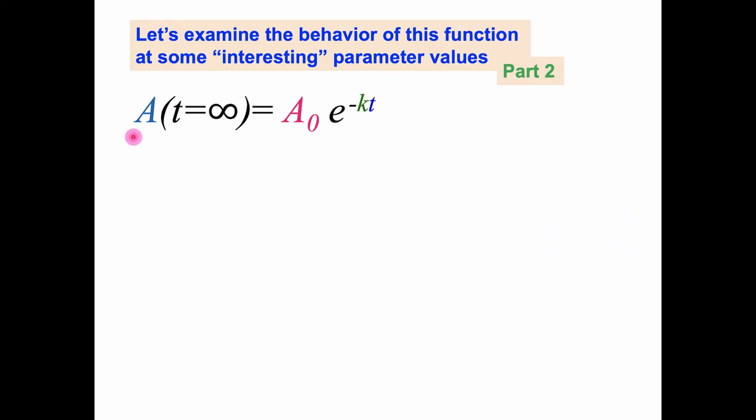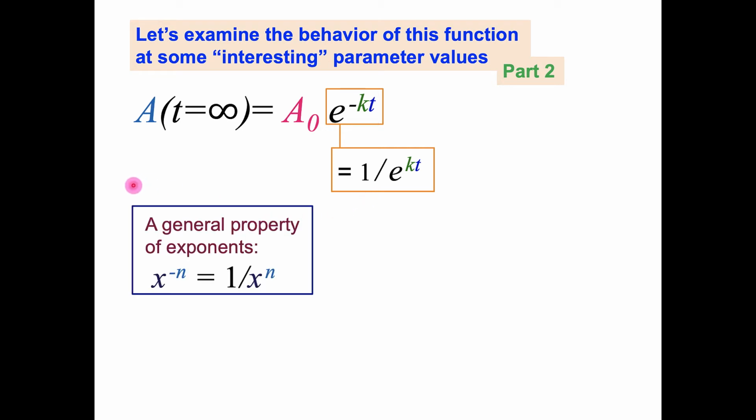How about we try another interesting time point? Let's let t go to infinity and see what the right side here looks like. To do that, it's helpful to remember that e to the negative kt is equal to 1 over e to the kt. Again, this is not anything special about e. It's a general property of exponents. Any x to the negative n can be expressed as 1 over x to the n.